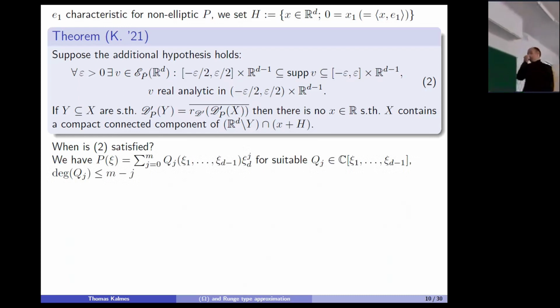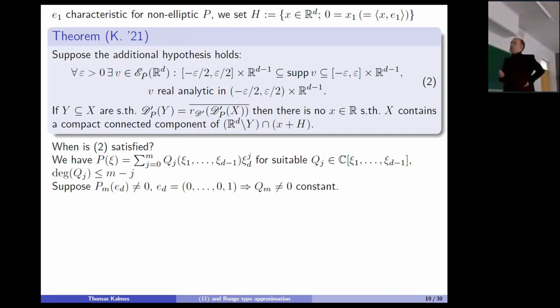For this, we write our polynomial P as a polynomial in the variable psi d with coefficients being polynomials in the rest of the variables. So this is always possible. Since m is the degree of our polynomial P, the degree of these polynomials q_j is bounded by n minus j. And now we assume that the last unit vector is not characteristic for the polynomial P, so it is not a zero of the principal part. Then it follows that this q_n appearing here has to be a non-zero constant, otherwise e_d would be a characteristic vector.